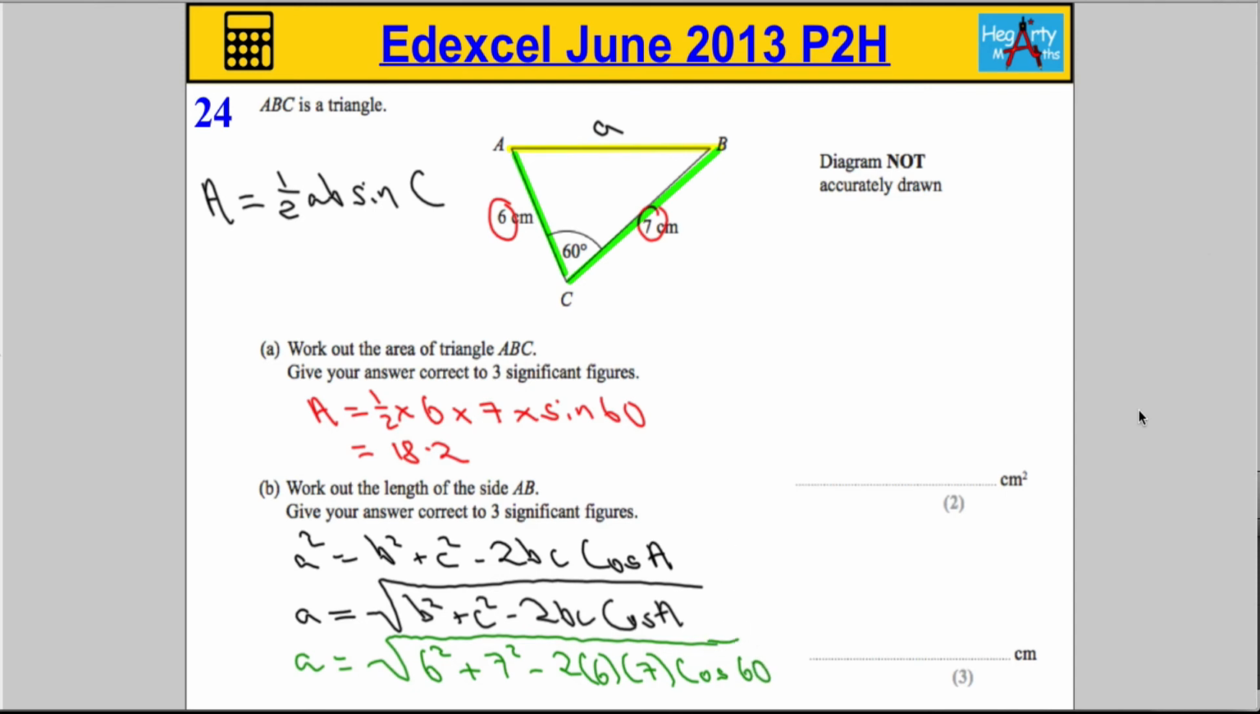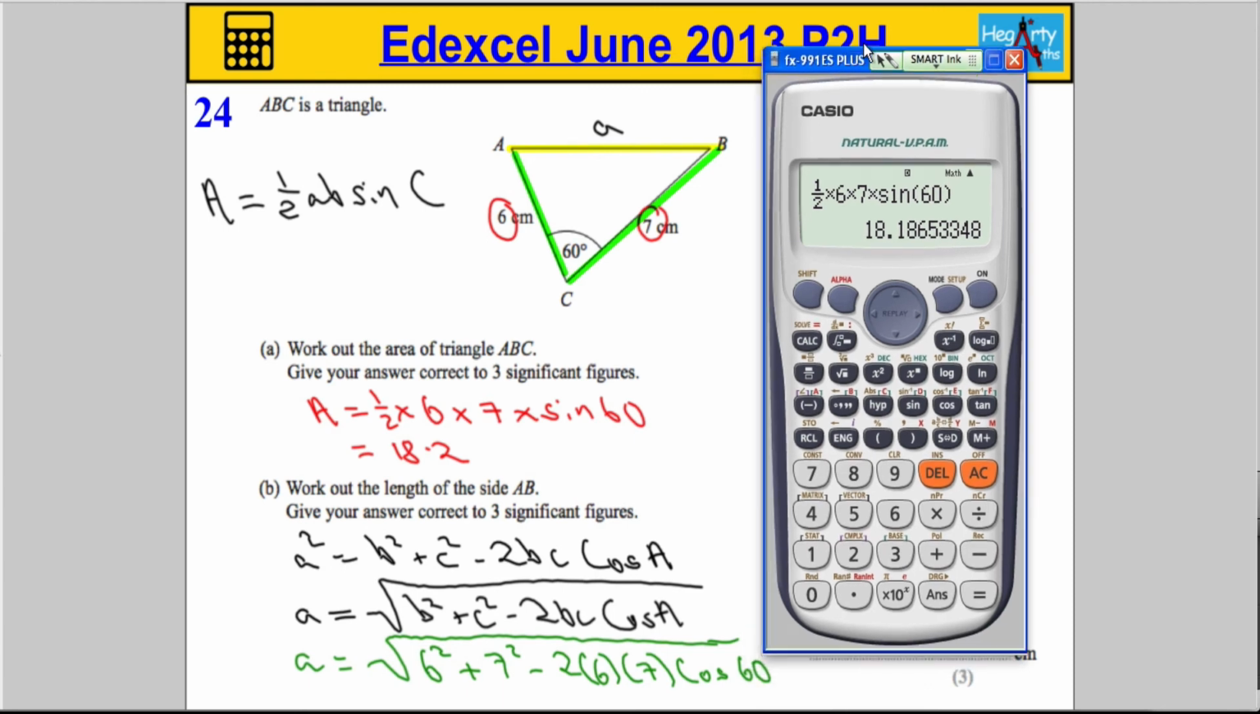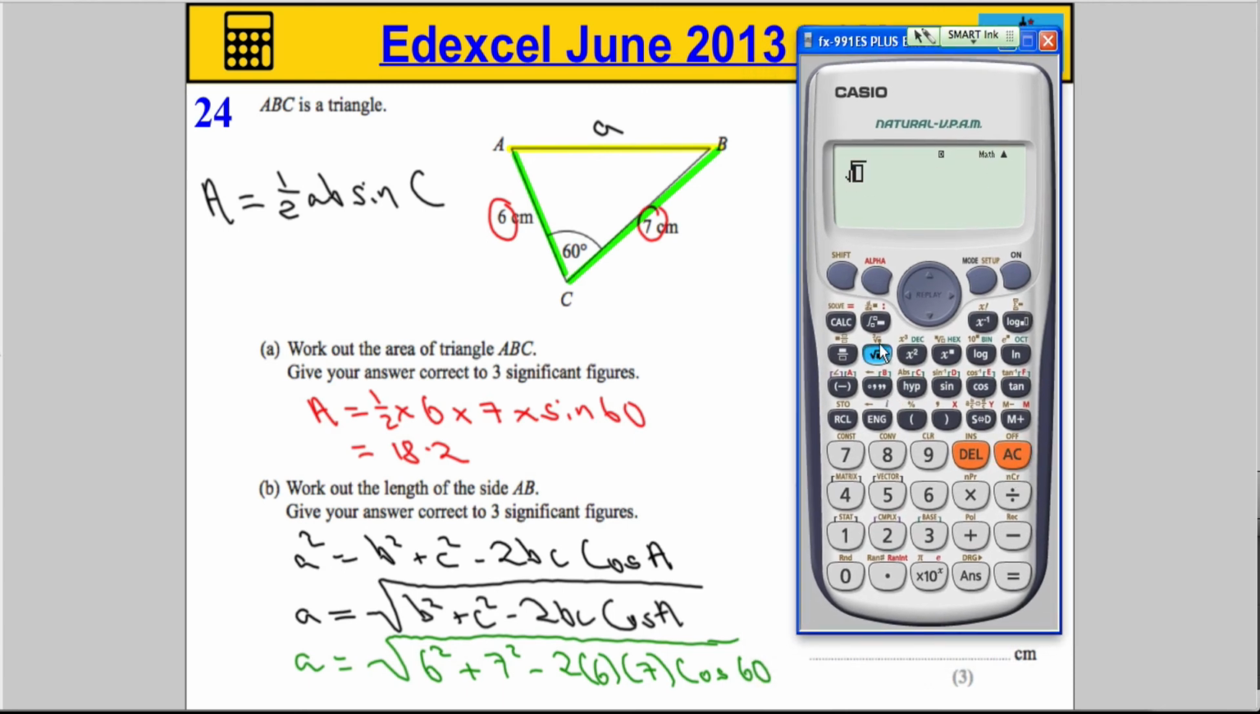So calculator out again and let the calculator do all the hard work. So square root of 6 squared plus 7 squared minus 2 times 6 times 7 times the cosine of the angle in between, which is 60 in this case. Again, close off that bracket, round it off, and we're going to get root 43.